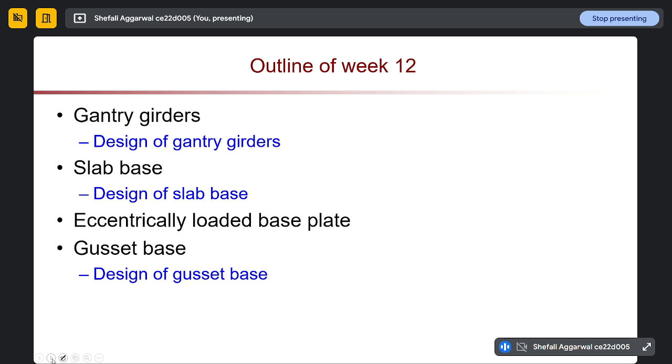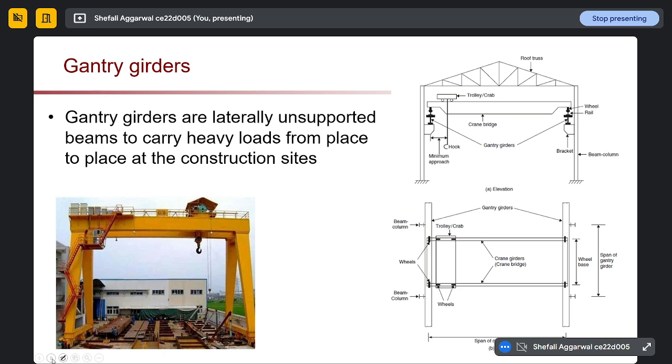Secondly, you might have studied different types of base plates, or should I say column bases, steel column bases. Mainly we have two types of column bases, slab base and gusseted base. What is a slab base and how can we design this type of slab base? And secondly, what is an eccentrically loaded base plate? And lastly, the gusset plate. What is a gusset plate and how can we design this type of column base?